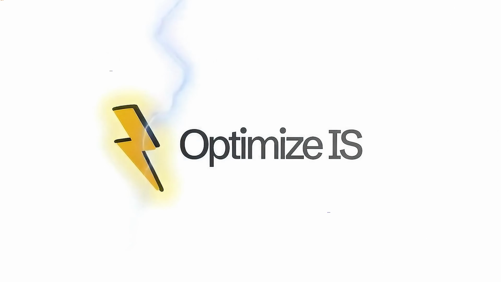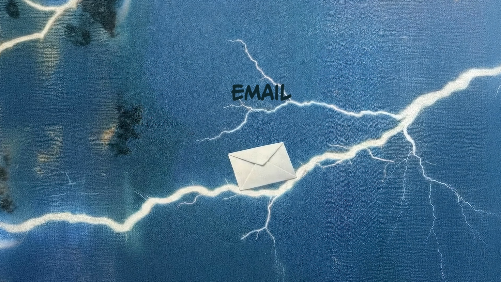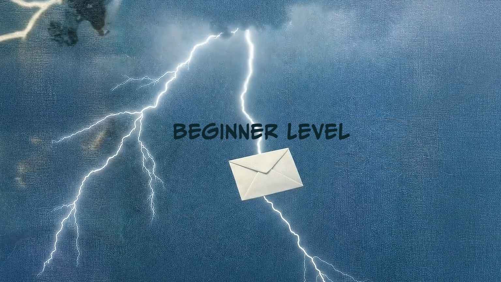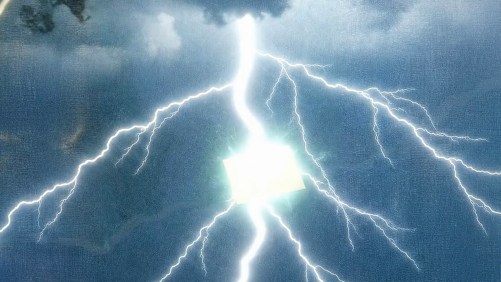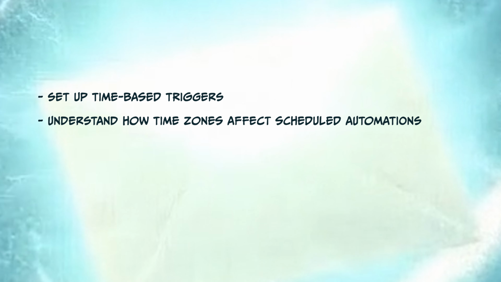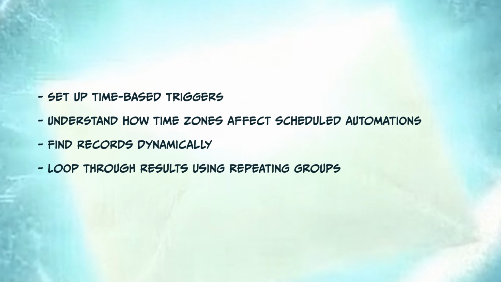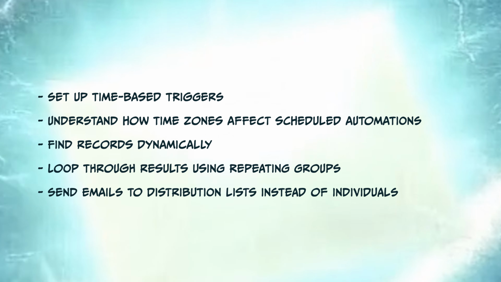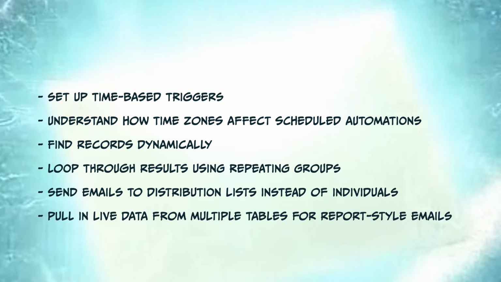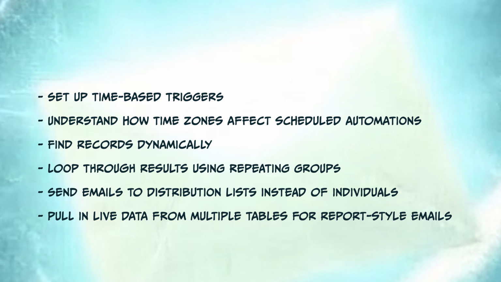All right, so welcome to part 3 of the beginner level of email automation in Airtable. In this part, you'll learn how to set up time-based triggers, understand how time zones affect scheduled automations, find records dynamically, loop through results using repeating groups, send emails to distribution lists instead of individuals, and pull in live data from multiple tables for report-style emails.